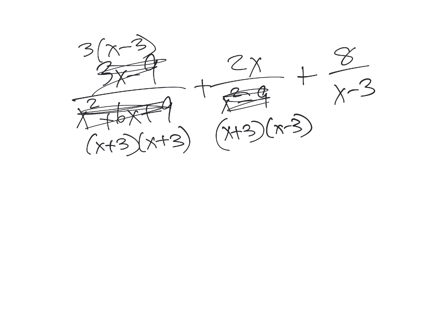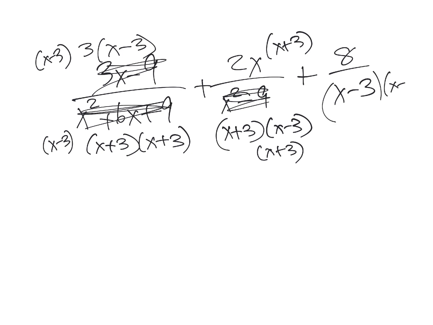So the first one's missing an x minus 3. Okay, so multiply by x minus 3. This middle one is missing an x plus 3, so you've got to multiply by an x plus 3. And the last one's missing two x plus 3s, which I'm going to write up here like this because you're going to have to put them together.